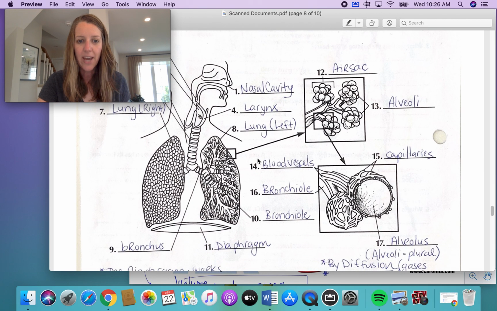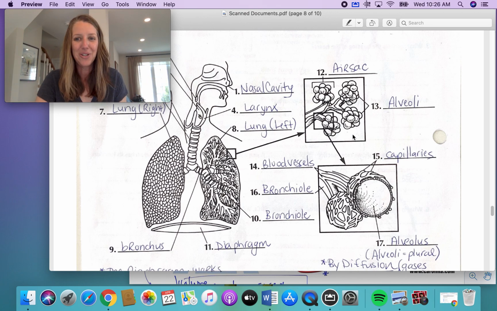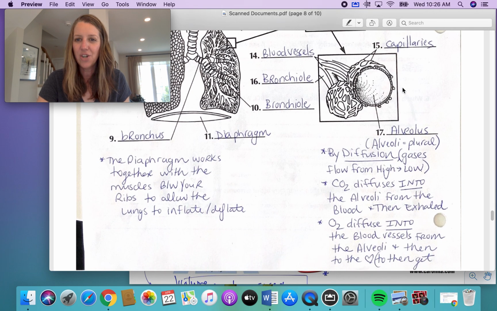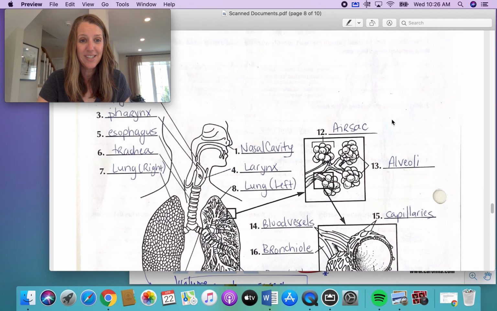And if you blow it up, you can see what those air sacs look like. An air sac is really an alveolus. That's the best term for it. And then this blow up diagram right here shows where you get the diffusion of carbon dioxide and oxygen. Okay, that's it for our respiratory system.